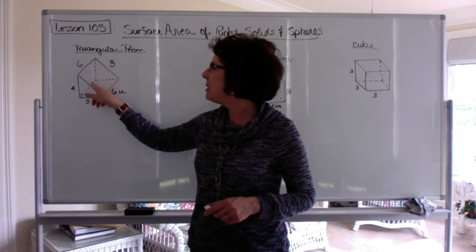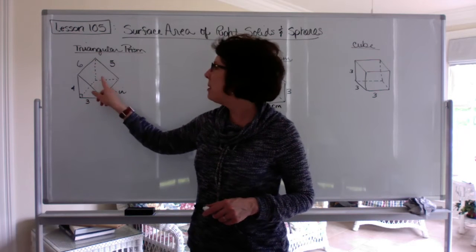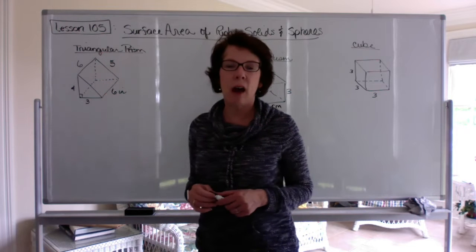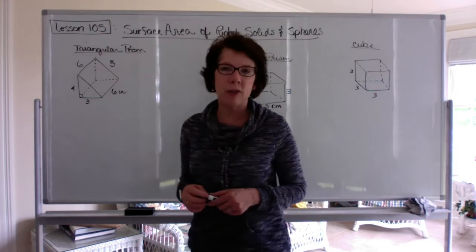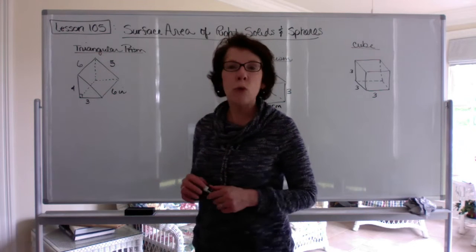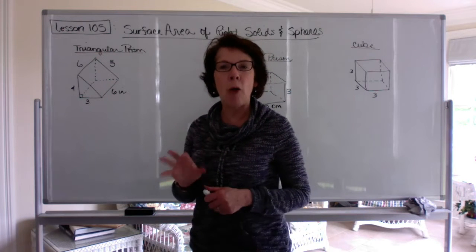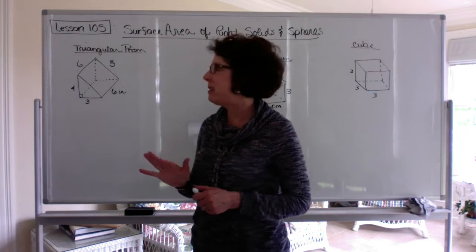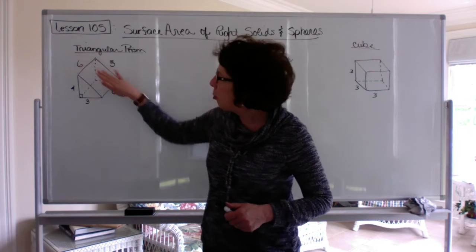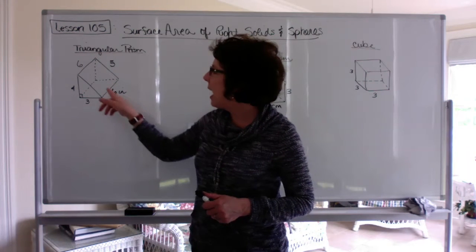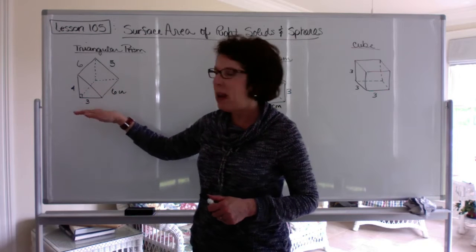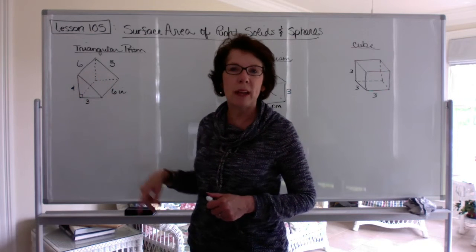I went ahead and put dashed lines that represent the edges of the triangular prism that you can't see normally. So I made them dashed, and that really helps you see all the faces. There are 5 faces: the front triangle, the back triangle, a rectangle that slides down, a rectangle that it's sitting on, and this back rectangle here.